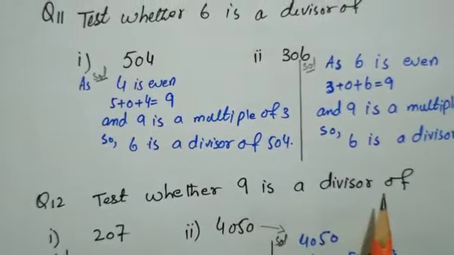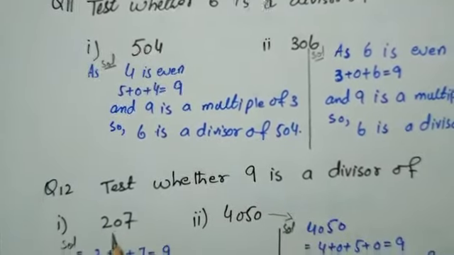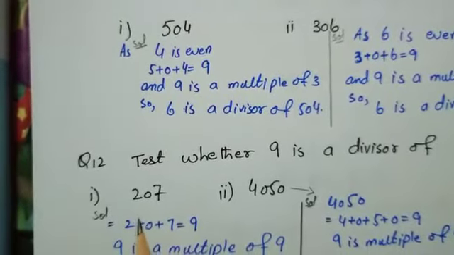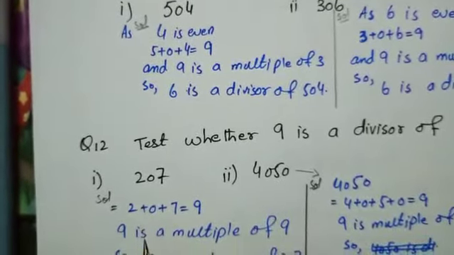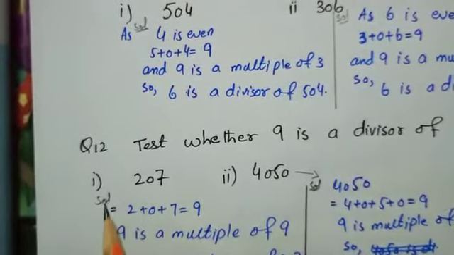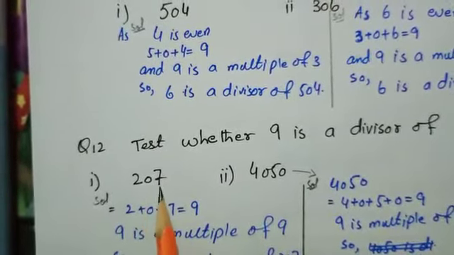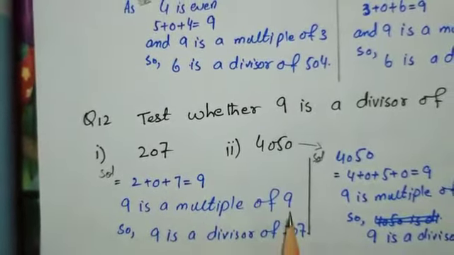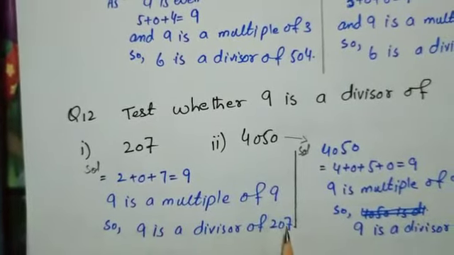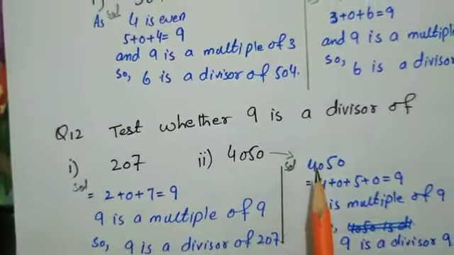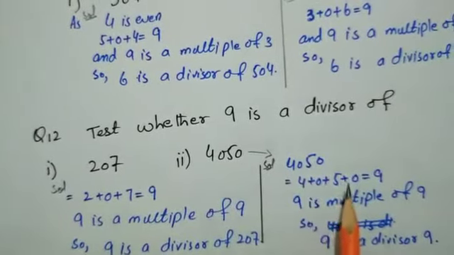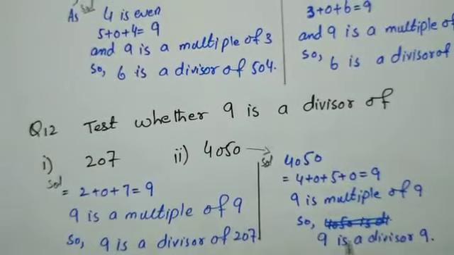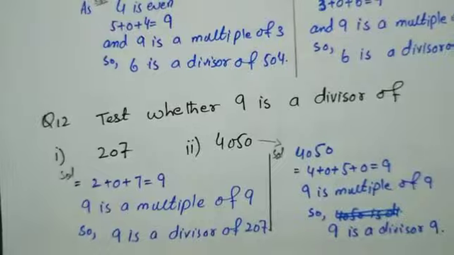Question number 12. Test whether 9 is a divisor of this number. Student, what do we do? We could divide, but dividing is a lengthy method. There is a simple and easy method, so follow this. We write the solution: 2 plus 0 plus 7, the answer is equal to 9. You know that 9 is a multiple of 9. So we say that 9 is a divisor of 207. Second part, 4050. We add the digits, and the answer is 9. 9 is a multiple of 9 also. So we say that 9 is a divisor of 4050.